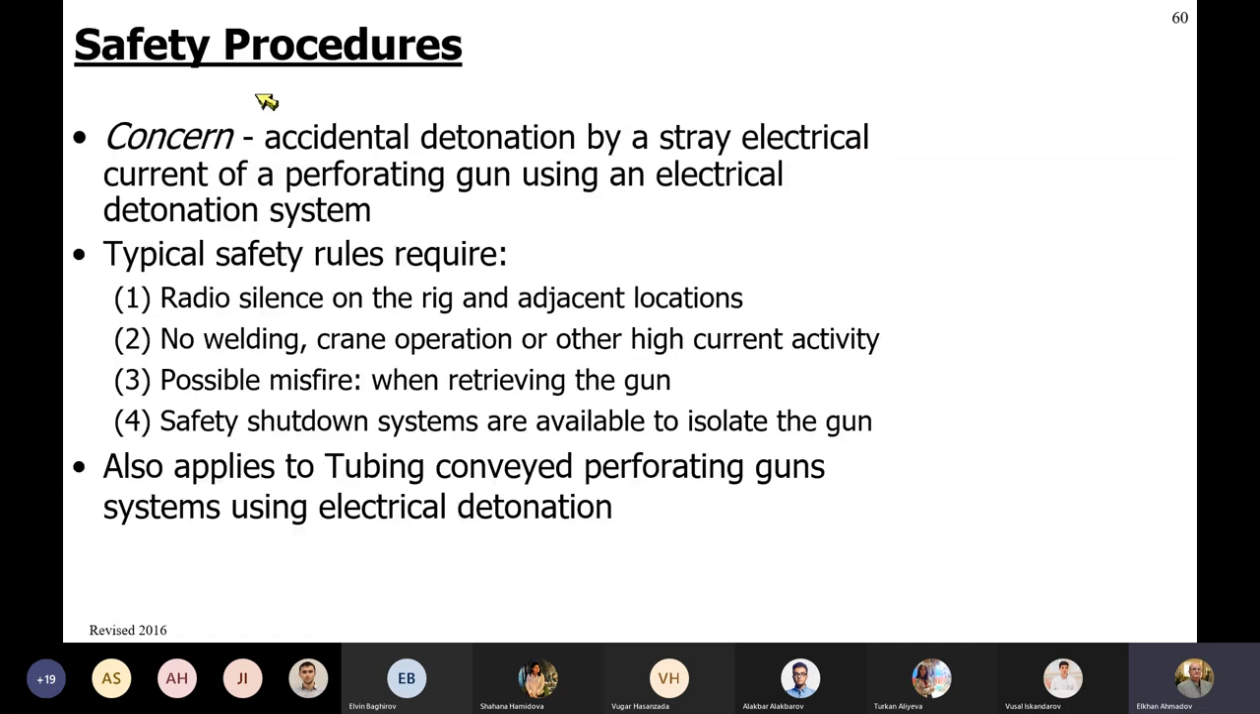Therefore, we have to be very careful in carrying, installing the charges into the carriers, and running the perforating gun into the wellbore, especially with the electrical detonation system. Typical safety rules here are radio silence on the rig and adjacent locations, because radio waves can trigger detonation. No welding, crane operation, or other high current activity. Those are prohibited, because again, the electric impact should be avoided.